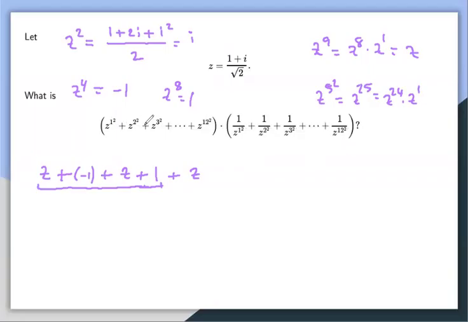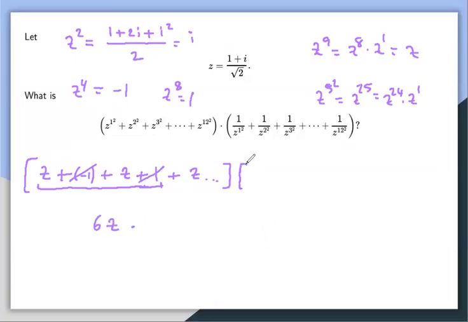But we have 1, 2, 3, all the way to 12, which means there are 12 terms right here. So if you keep writing the rest, you can see that we have a cycle of 4, and in total 12 terms, which means we have 3 of these sums. This guy and this guy add up to 0, so z and z is 2z. And the total was 3 copies of this, which is going to be 6z. Okay, so let's keep this in mind.